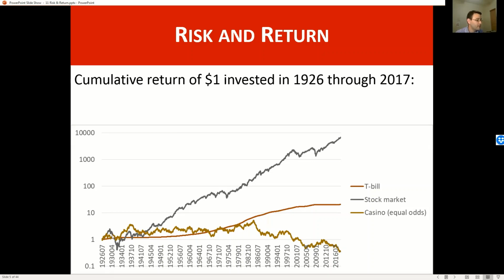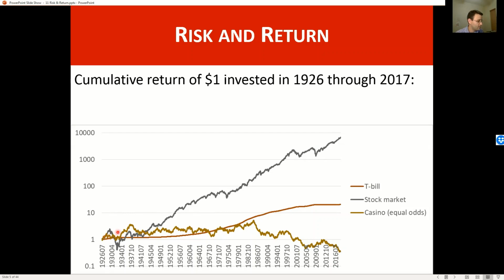If you look at the wiggles in this line, those are proportional changes. So I should mention that this is a log scale. We have $1 here, goes to 10, 100, 1,000, 10,000. So we're up to $8,000 for the investment on the stock market. Because this is a log scale, little changes, little wiggles, those are percentage changes. So an equal percentage change will show up as an equal movement on the log scale.